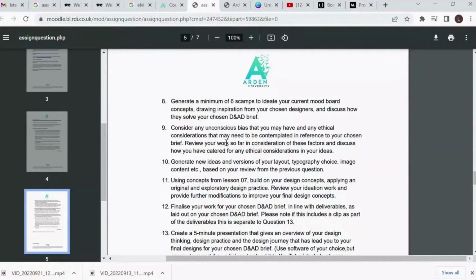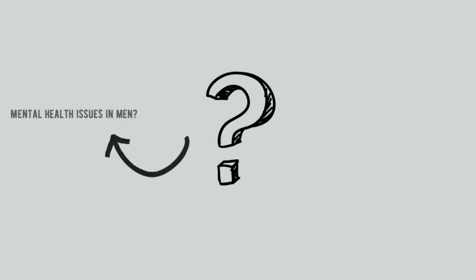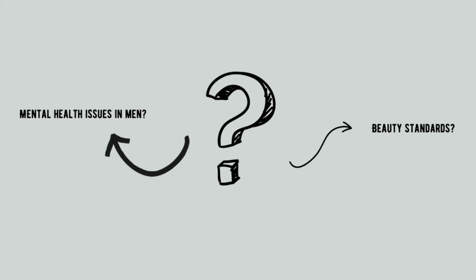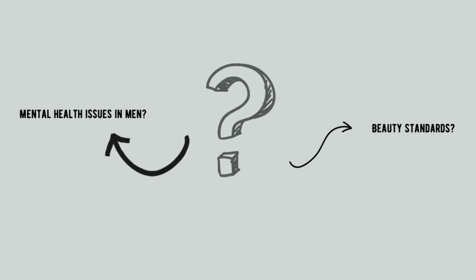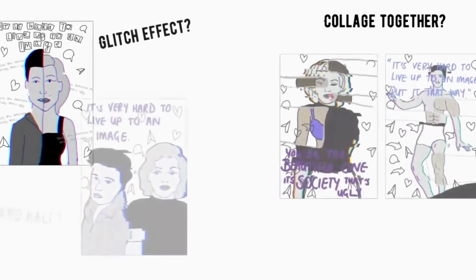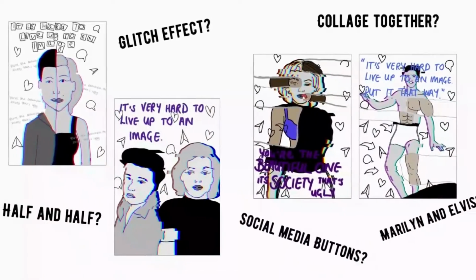My unconscious bias, I looked at target audience and how I've only targeted women, whereas men could be affected by mental health issues too. So for this, I've changed my poster design and I've also included information on mental health for men on my website. I also had a look at the beauty standards that I was including in my own campaign and whether social media has influenced them as well.